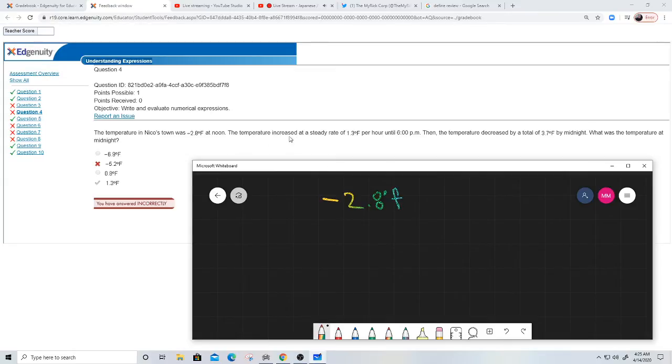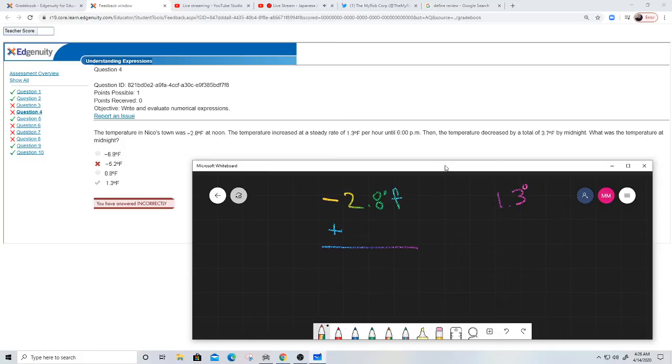Alright, the temperature increased. So what does the word increase mean, right? Increase means it's added. Something is added. Okay, and then it says a rate of 1.3 degrees per hour. So I can write 1.3 degrees here, or I'm just going to put it off to the side for a second. You'll see why. The keywords are rate and per hour until 6, which is why I'm going to put it over here.